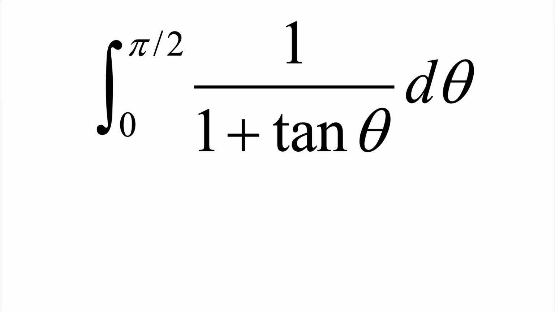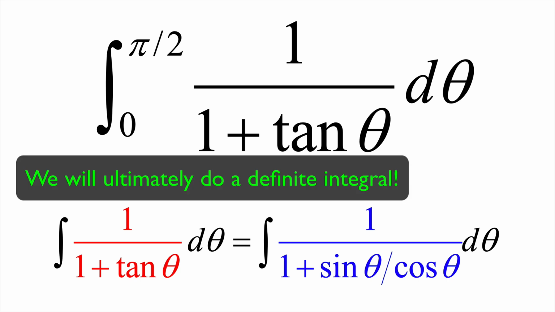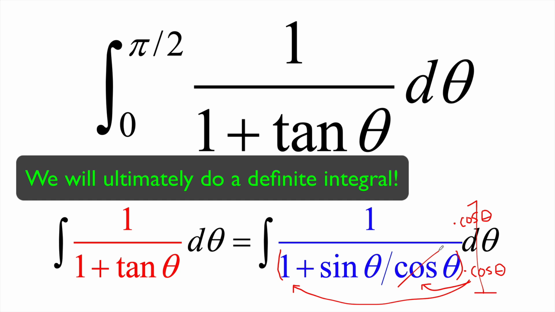In that case, it's best to go back to the definition of tangent theta. Tangent theta is sine of theta divided by cosine of theta, giving us an integrand with a compound fraction. To get rid of that fraction in the bottom, yet not change the function, multiply the top and the bottom of this fraction by cosine of theta. If we do it to both the top and the bottom, we're really multiplying by 1, and when we multiply it out on the bottom, the cosine of thetas cancel.